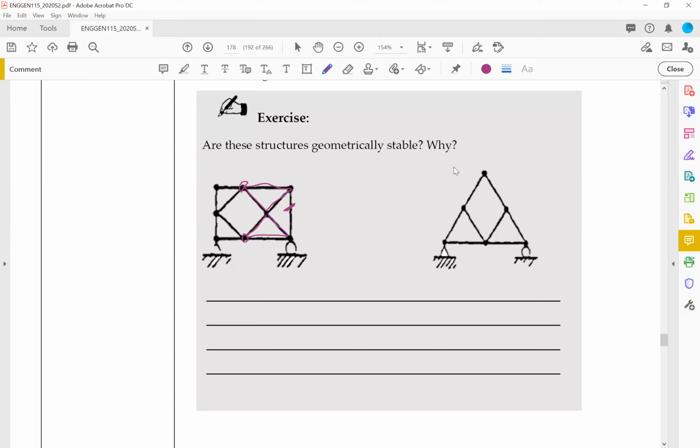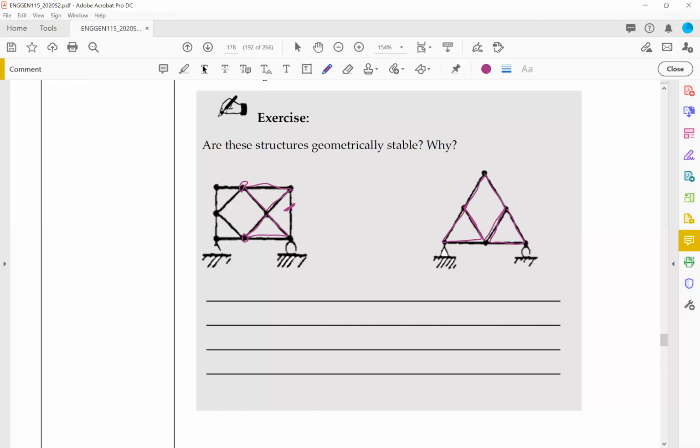Let's have a look at the next one. Again, pause if you want to. We know that a shape such as a square or diamond is unstable. We see here two stable triangles, but what's between them is not stable. So that means this whole thing is unstable.